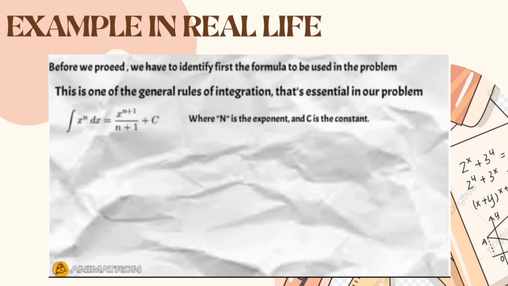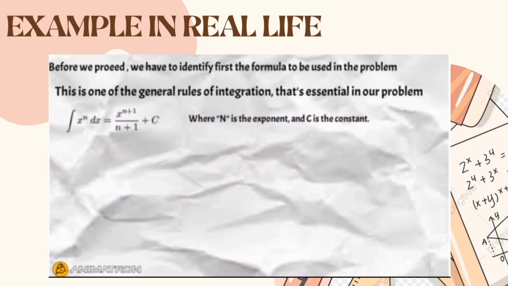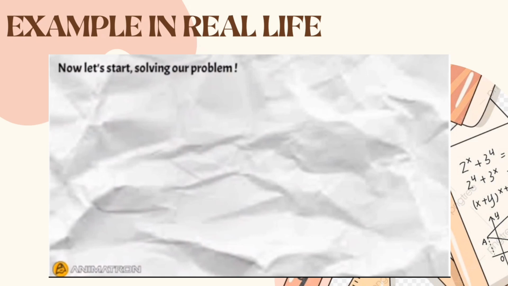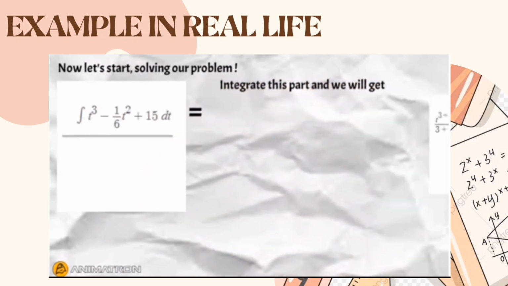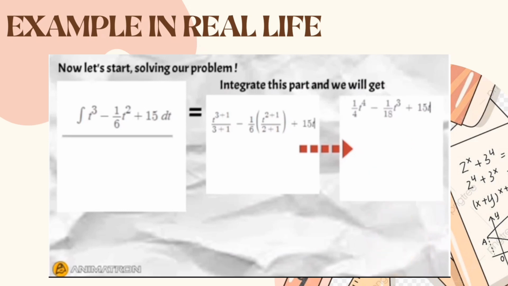Before we proceed, we have to identify first the formula to be used in the problem. This is one of the general rules of integration that is essential in our problem: the integral of x^n dx equals x^(n+1) over n+1 plus c, where n is the exponent and c is the constant. Now we start our problem. The integral of t cubed minus 1/6 t squared plus t dt equals t raised to 3+1 over 3+1, minus 1/6 times t raised to 2+1 over 2+1, plus t squared over 2. So we get 1/4 t to the 4 minus 1/18 t cubed plus 1/2 t squared.